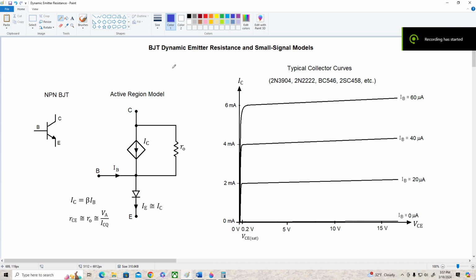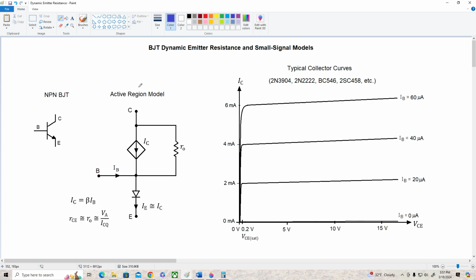We're going to shift gears and start talking about bipolar transistors again. Today we're going to discuss dynamic emitter resistance and take a look at a couple of new small signal models for the transistor. Let's start with some review. We've been mainly dealing with NPN transistors and we're going to continue along those lines.